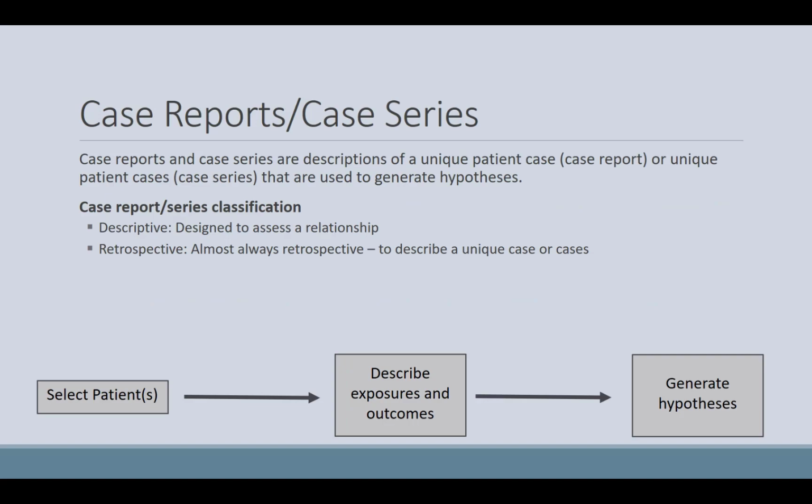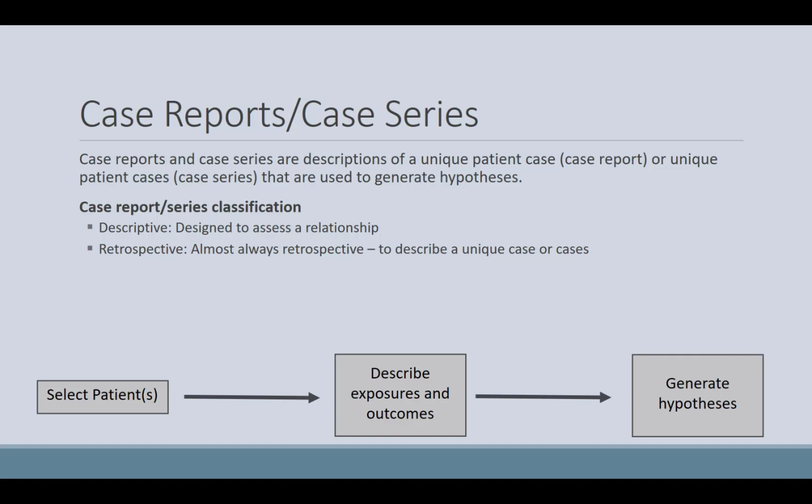This clinical dilemma is an example of a case report, and a case report is just a description of a unique patient case or unique patient cases. That would be a case series. Case series are used to generate hypotheses. So the difference between a case report and a case series is just the number of cases that you're reporting: one person for a case report and more than one for a case series.